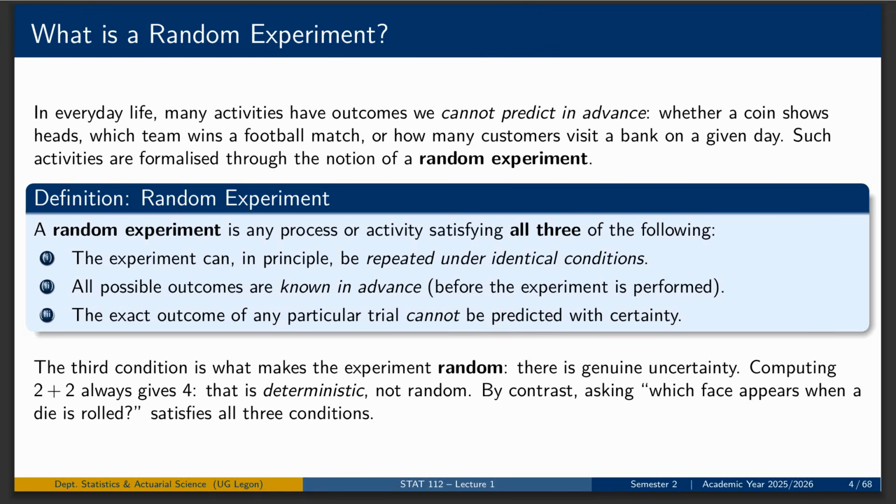So let's analyze it. The key thing is that this is random. The key thing is that we know the outcome. When we toss the coin, either a head will show up or a tail will show up. So that is known. What we don't know is exactly which one will come up when you toss it.